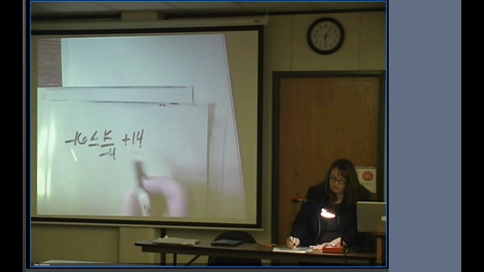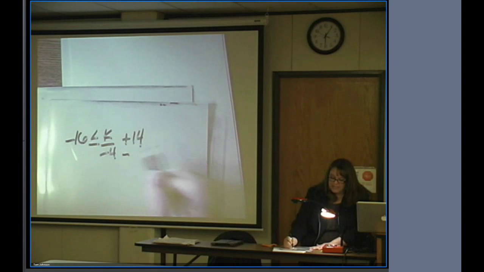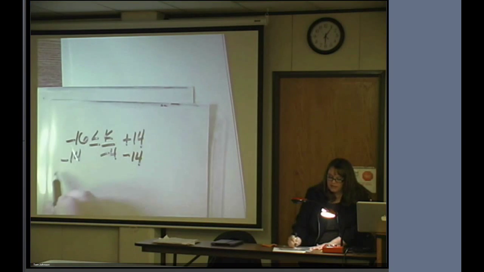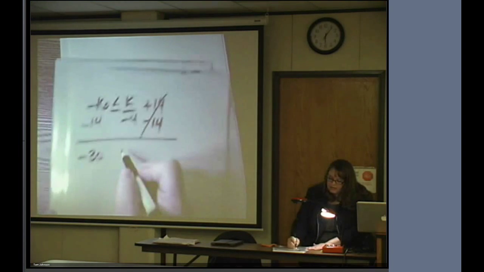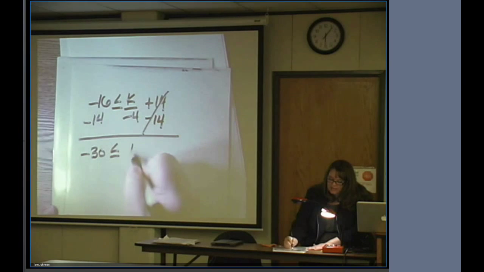So what we're going to do is go ahead and subtract 14 because we want to do the opposite to both sides to get rid of it. What that's in effect going to do is get rid of this right here. So we have 0, but we don't need to write it. And over here we get negative 30 is less than or equal to k divided by negative 4.